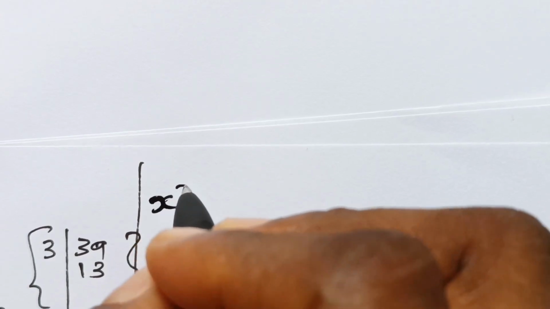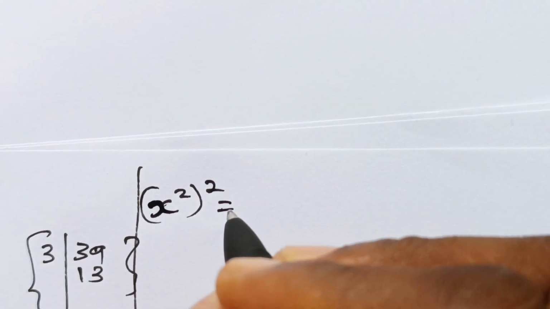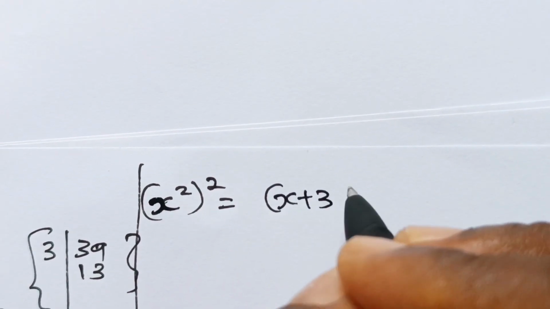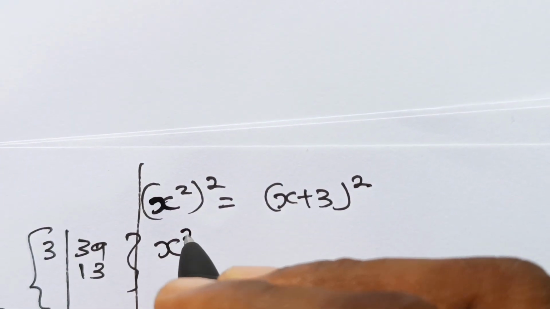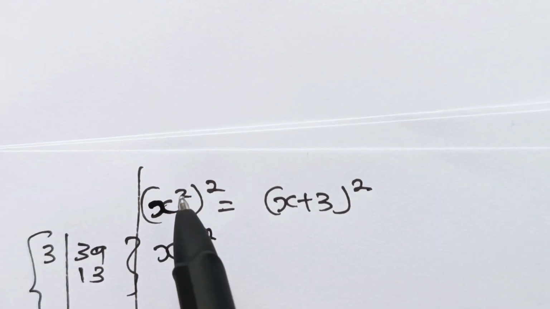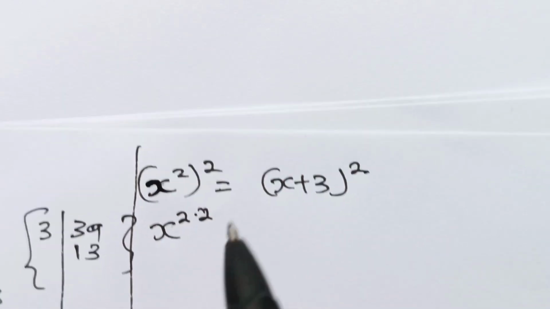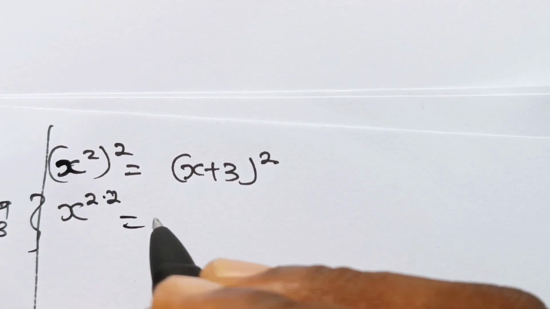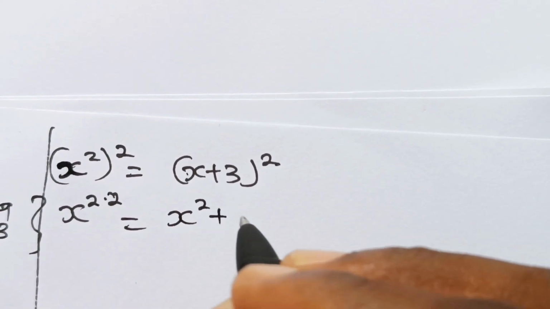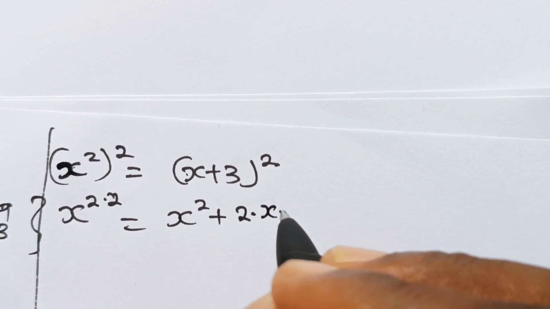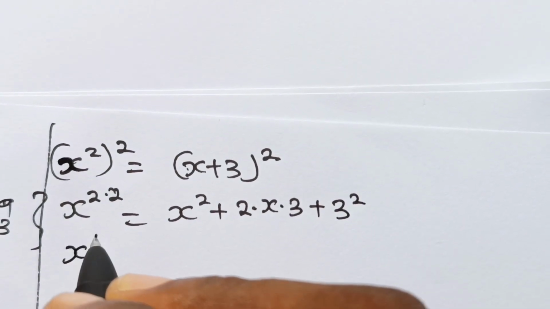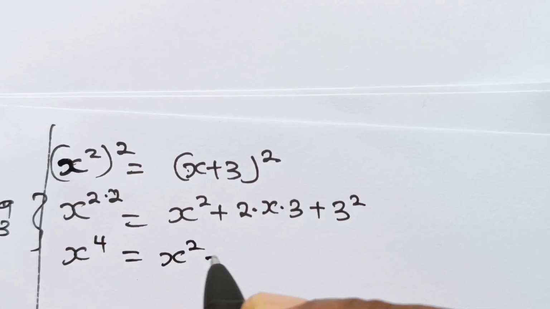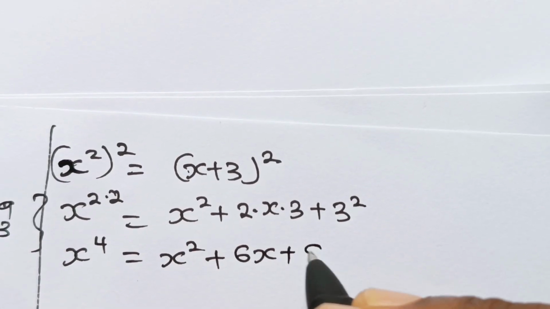So this is where we are, that x to the power of 2 raised to the power of 2 is equal to x plus 3 raised to the power of 2. So this will give us x to the power of 2 multiplied by 2, because a to the power of m to the power of n, you just multiply the powers, is equal to x squared plus 2 multiplied by x multiplied by 3 plus 3 squared. So here we have x to the power of 4 is equal to x squared plus 6x plus 9.